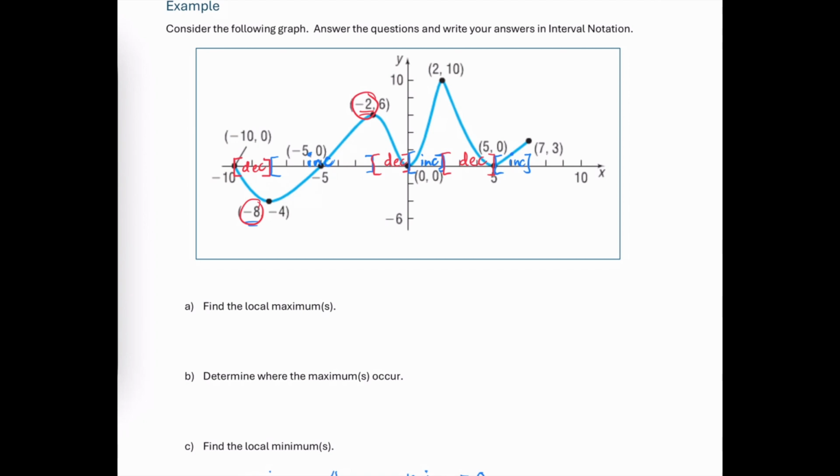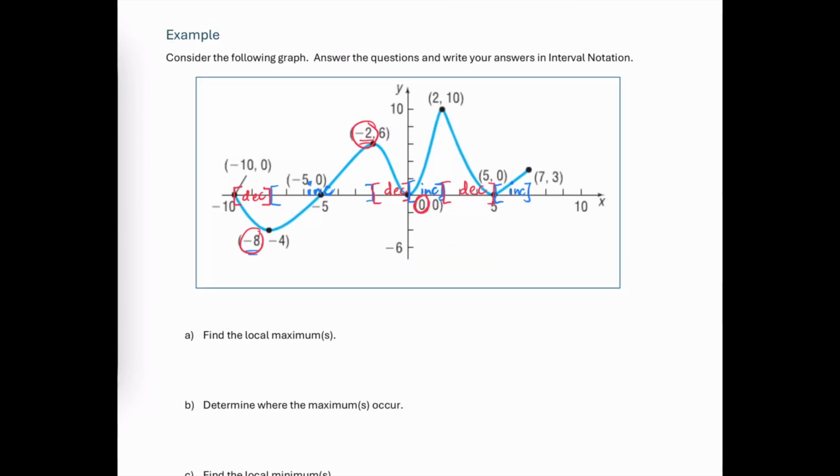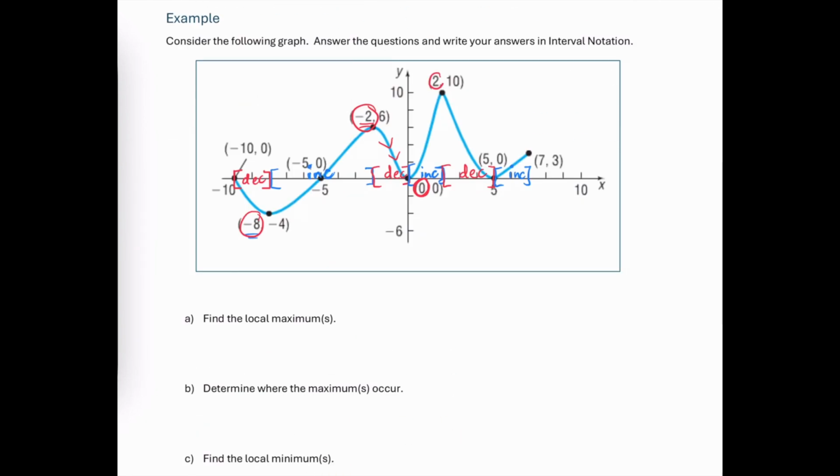So now let's state our answers. We started at -10, and from x is equal to -10 to x is equal to -8, it was decreasing. And then it took a turn, and from -8 to -2, it was increasing. And then it takes a turn again and begins to decrease. So from -2 to x is equal to 0, it's decreasing again. And then it takes another turn and starts to increase, starting at x is equal to 0, and it increases to x is equal to 2. We're increasing on this interval.